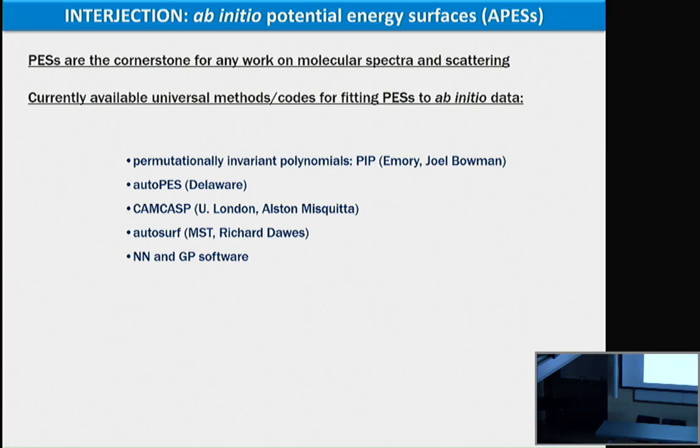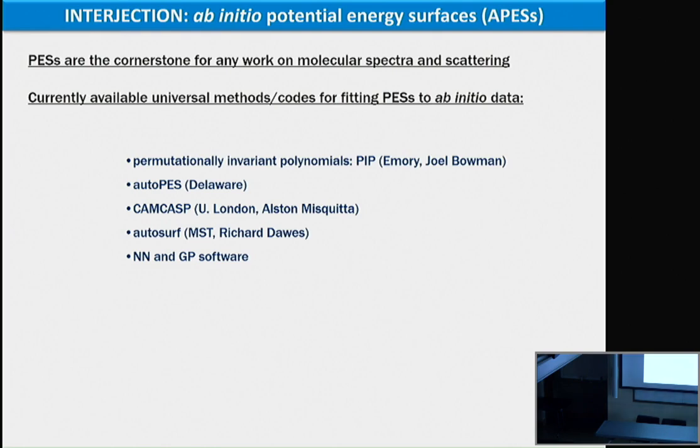Okay, so just an obvious thing, which was said many times: the potential energy surfaces, which I will talk about, once developed ab initio, which I call APES, are a cornerstone for any work in molecular scattering or spectra of molecules. There are not so many methods which are universal and available for fitting those potential surfaces to ab initio data.